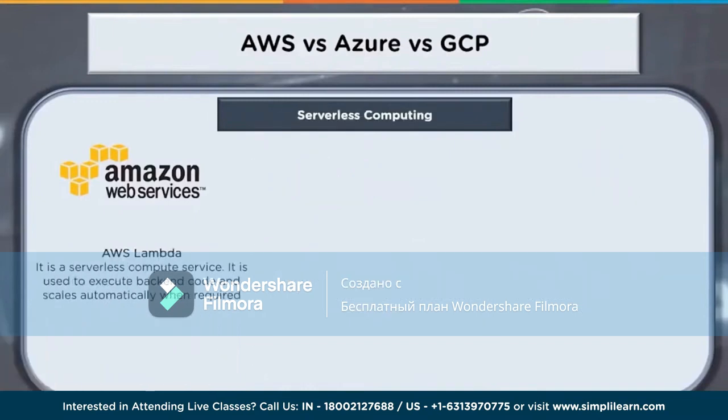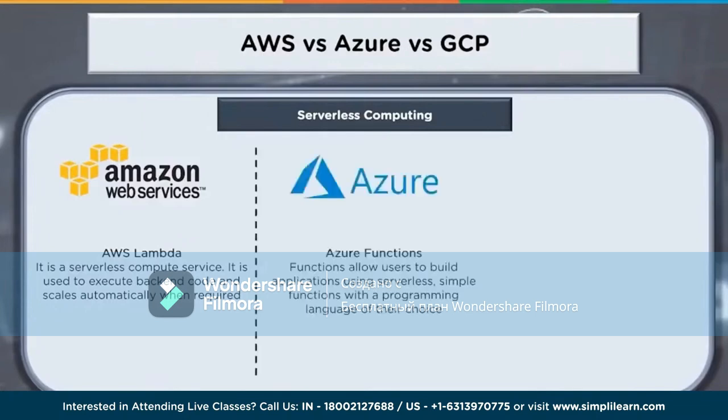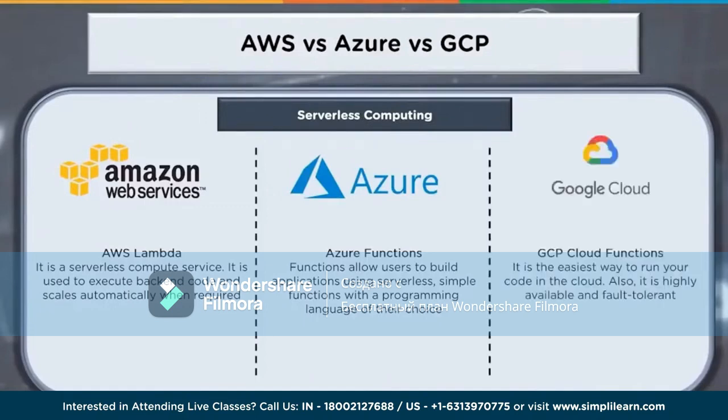When we talk about serverless computing, Amazon's AWS Lambda is a serverless compute service. It is used to execute backend code and scales automatically when required. When we talk about Azure, you have something called functions, which allow users to build applications using simple serverless functions with a programming language of their choice. When we talk about Google Cloud, GCP has Cloud Functions, which is the easiest way to run your code in the cloud, and it is highly available and fault tolerant.